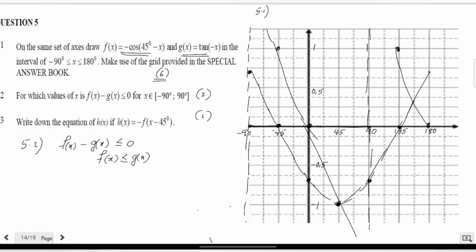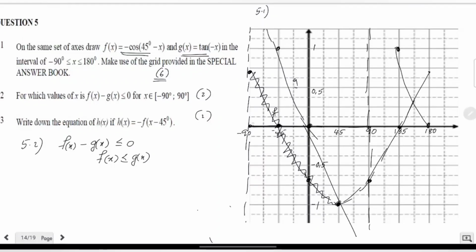See guys, where is f of x? This is our f of x and this is our g of x. From minus 90 to 90, this is the area. Do you see that f of x is below, because g of x is above, from minus 90 to 90? If you look up to this point, f of x is below, but g of x is above. Clear? So you have to take out those x values.